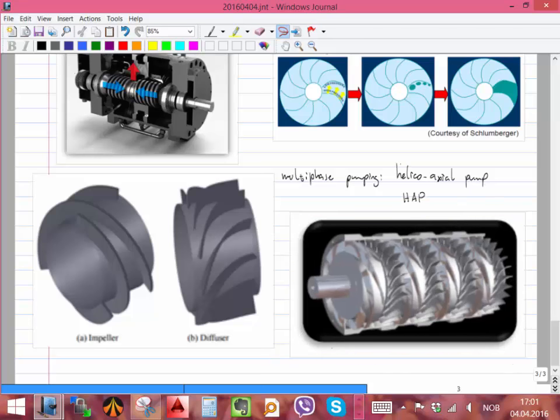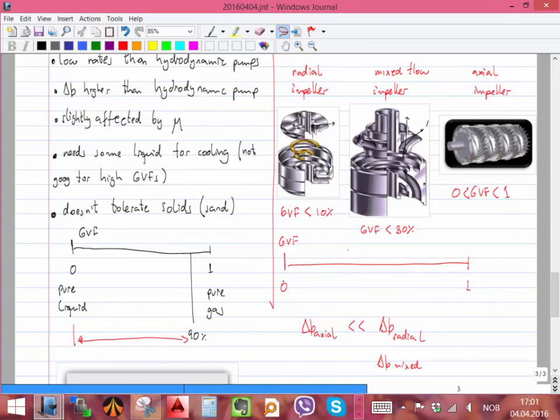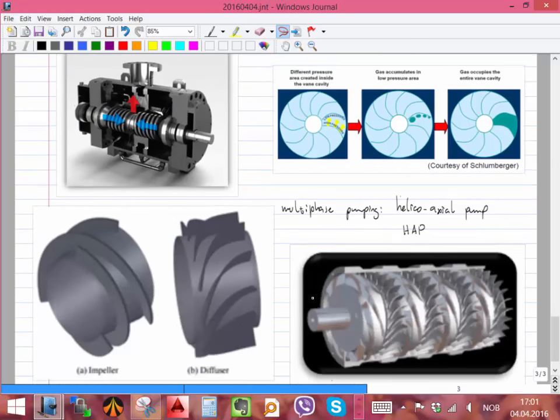Of course, if you want to pump just single phase, either liquid, that is not very common. If you think about what we have in a production system, we usually have multi-phase, no matter what. We have either gas with some liquid, or liquid with some gas, or a mixture in between. So usually that's why the most common option is the helicoaxial pump, because it can tolerate most of the range.